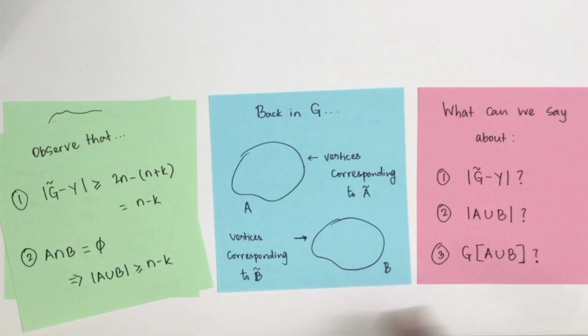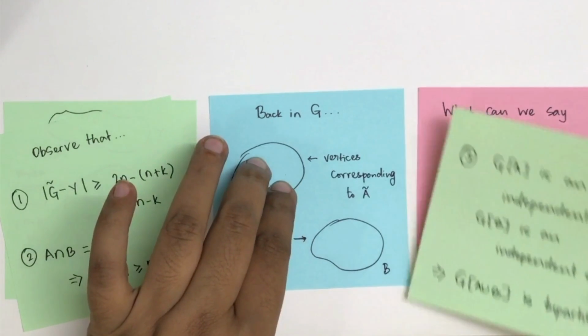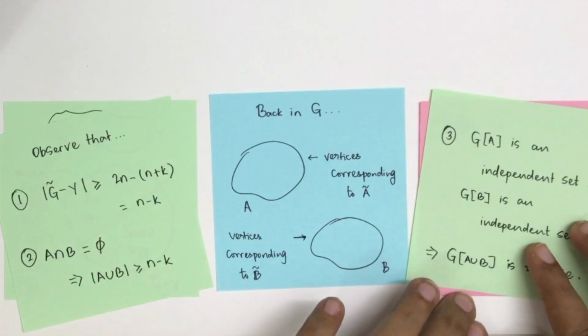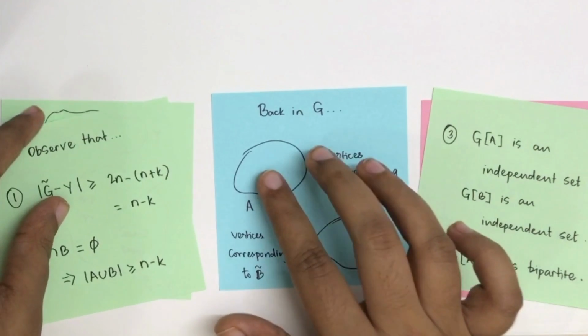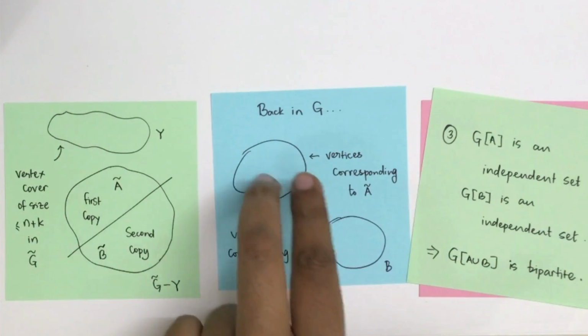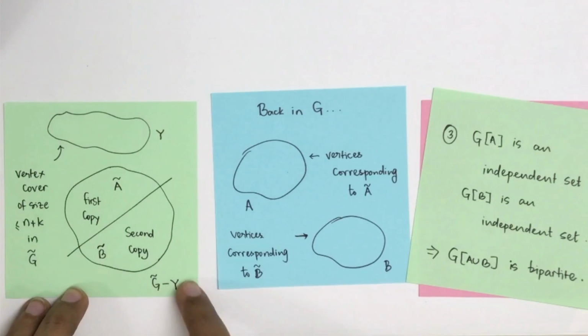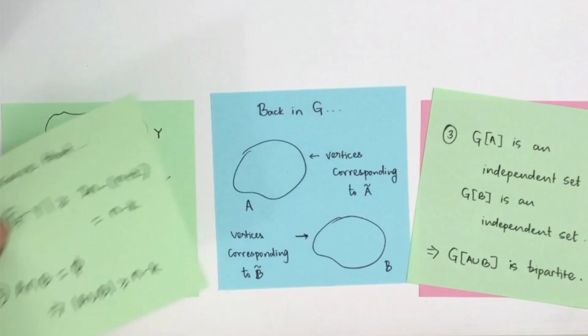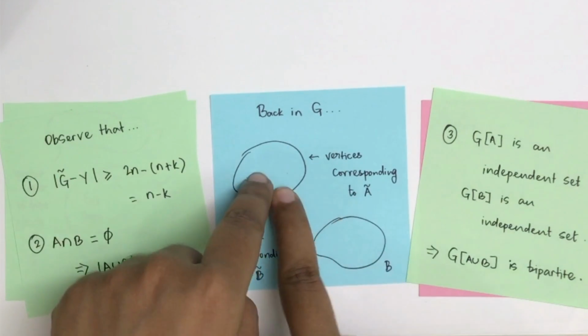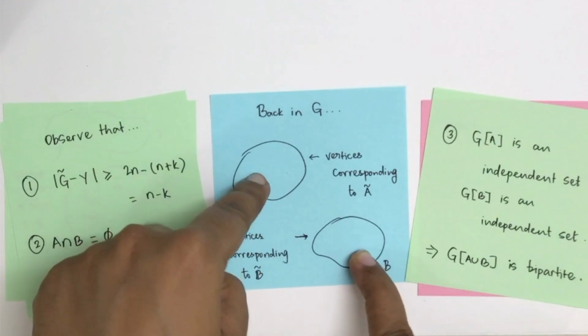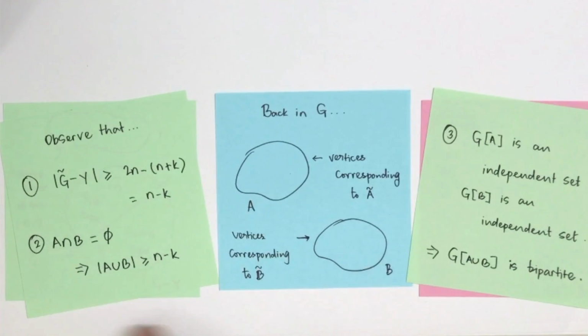And now, what can you say about G induced on A union B? It should be clear that that's going to be bipartite. So notice that A and B are independent sets, because if there was an edge between two vertices of A, then that edge would have manifested in G tilde minus y as well, but we have promised that that's an independent set, so that cannot happen. So A is an independent set in G and B is an independent set in G, and A union B is a set of size at least n minus k.